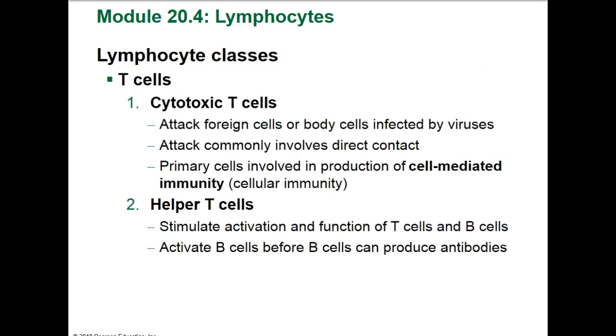Okay, we do even have different classes of the T cells. There's cytotoxic T cells that attack the foreign cells and the body cells that are infected by viruses. And usually this is through direct contact. The primary cells are involved in production of what we call cell-mediated immunity, or cellular immunity. Helper T cells stimulate activation and function of T cells and B cells. They're kind of a go-between, which we'll talk more about later. And they activate B cells before the B cells produce antibodies.